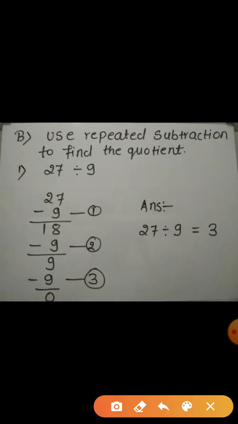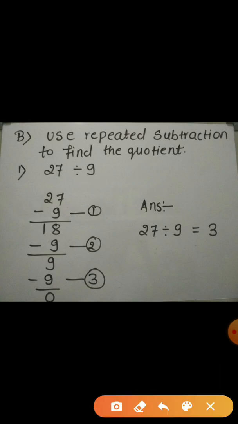Now let's do question number B. Use repeated subtraction to find the quotient. Here we are asked to solve the division by using repeated subtraction, and then write down the quotient as well. The question is 27 divided by 9. Here 27 is the dividend and 9 is the divisor. To use repeated subtraction, we need to subtract the divisor 9 from 27 repeatedly till we get 0.